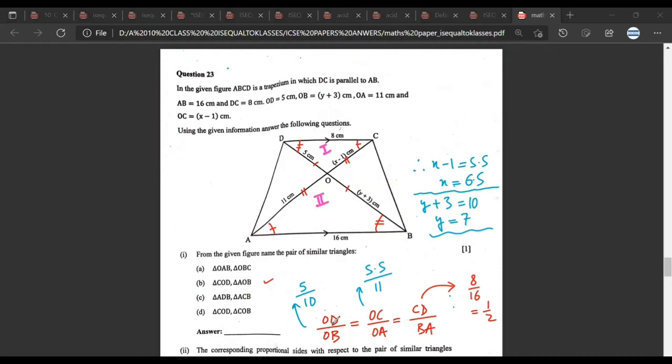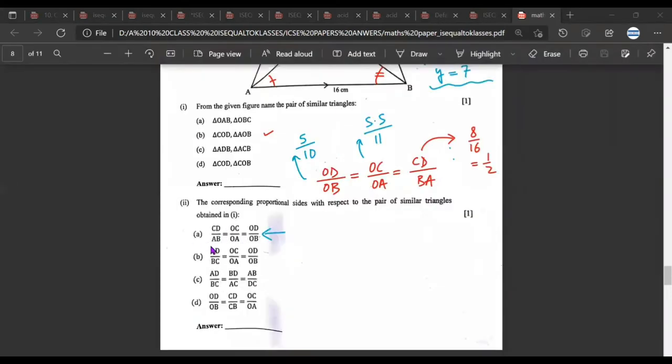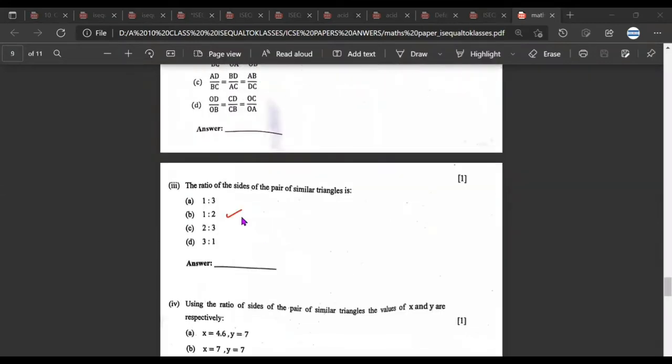So my first pair is OD upon OB. This is a single line. OC upon OA. These are my double line. CD upon BA. This side and this side. This is my this side. So the answer of part 1 is B. Part 2 is A. The third they are asking is ratio of the sides of the similar triangles.